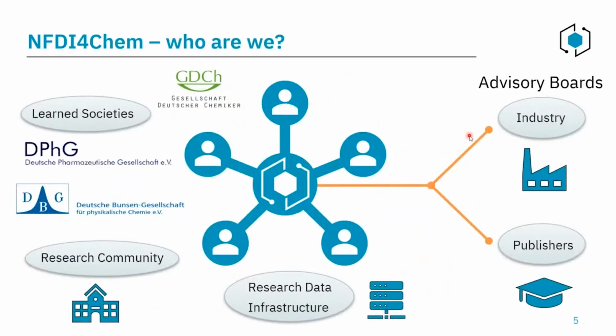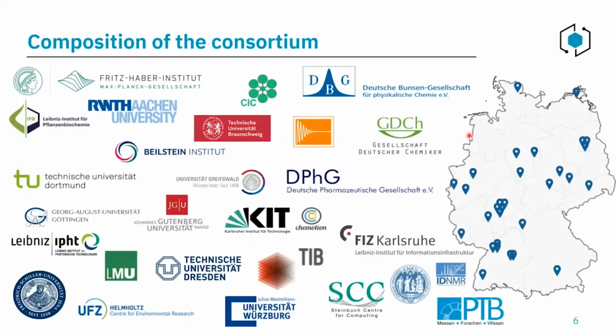It's not like an organization was created and a bunch of people were hired to form this organization. It's more like existing entities got together to form a consortium. Roughly, you can split it up into a couple of categories. We have the learned societies who are actively involved, the GDCH, the DPHG, and the DBG. We have people from research data infrastructure, such as the KIT, where Chemotion was developed. And then we are closely advised by advisory boards from industry and publishers. But most importantly, we have the academic community.